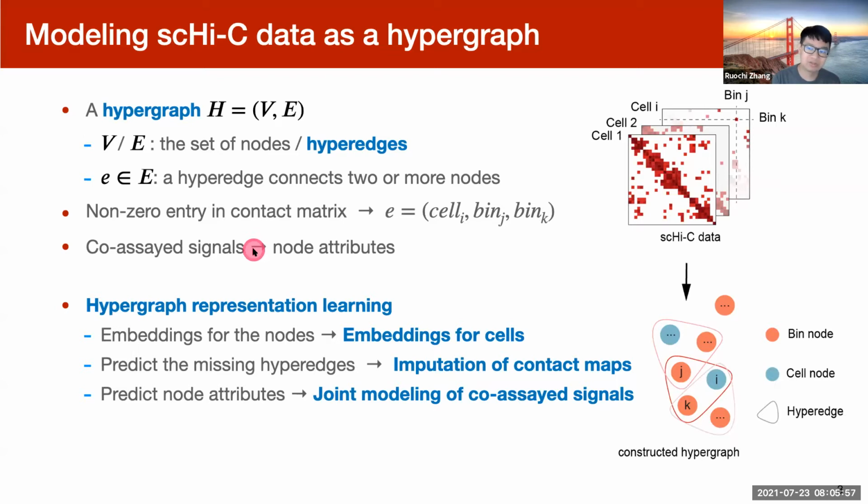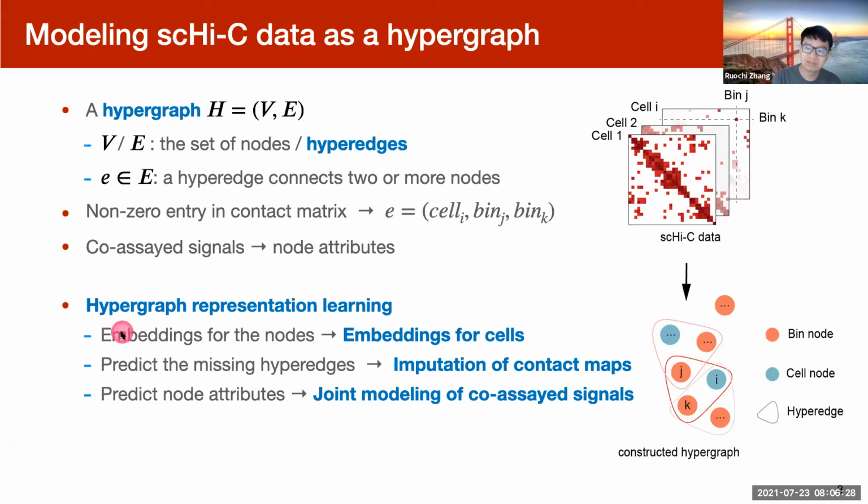So after constructing the hypergraph, we would apply a hypergraph representation learning framework to extract patterns from this hypergraph. And by extracting patterns, I mean this representation learning framework would fulfill these three goals. The first is to generate embeddings for the nodes in the hypergraph. The second is to predict the missing hyperedges in the hypergraph. And last but not least, it will predict the node attributes based on the embeddings of the nodes.